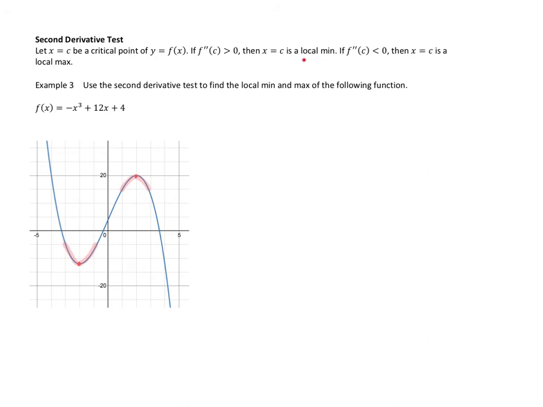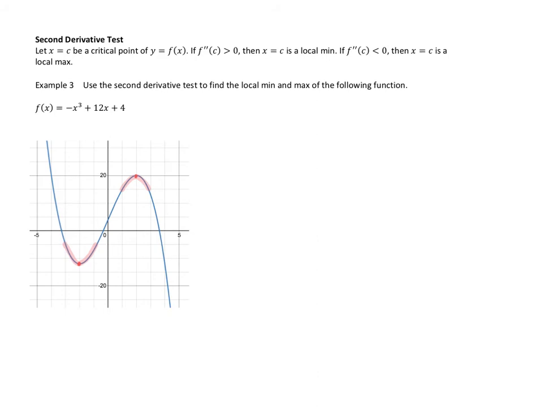If you're looking for a local min, you find a critical point, and it must also be that the second derivative is positive. If your second derivative is positive, your graph is concave up, and your critical point must be a minimum. Likewise, if your second derivative is negative at a critical point, because the graph is bending downward, it has to be a local max.